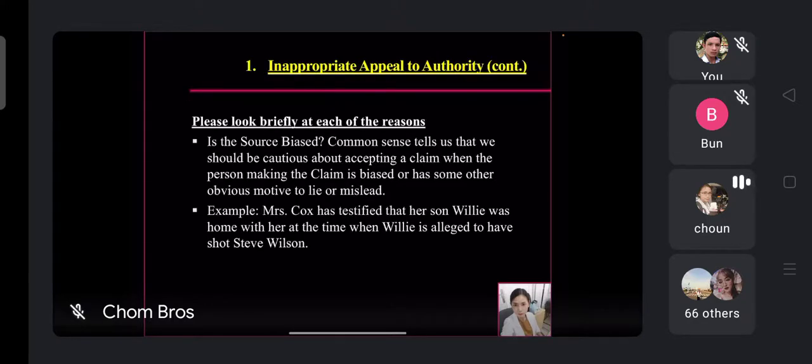Okay, and now, when it is reasonable to think a witness or authority is unreliable.